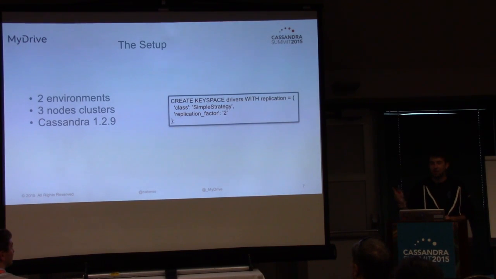This is our keyspace. Pretty simple, again, simple strategy, replication factor of 2 out of the 3 nodes, because it's what we have. We could have gone to 3, but we were using 2, right?